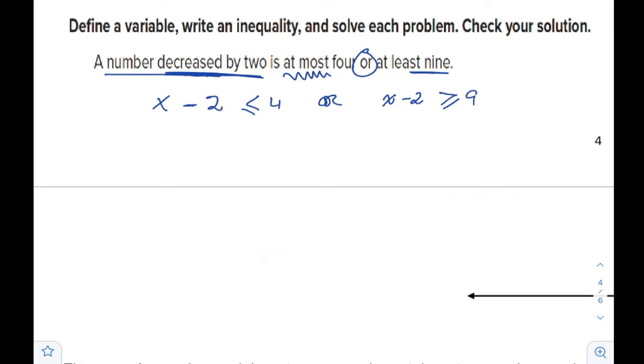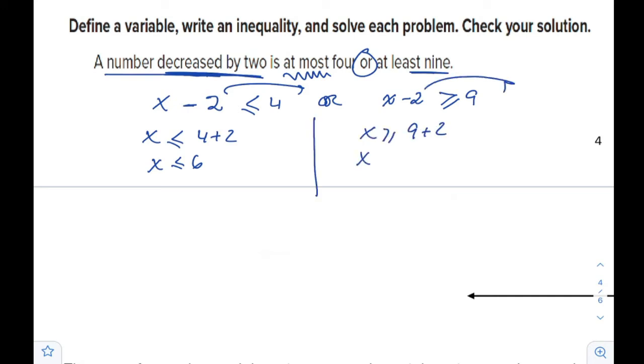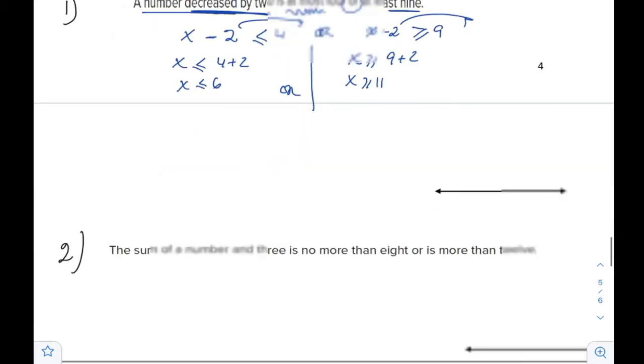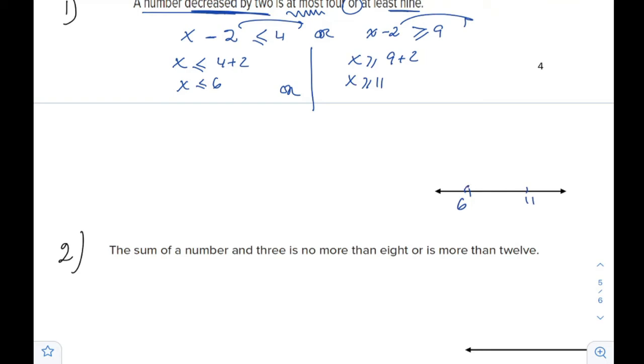We have two inequalities to be solved, and they are combined with OR. So we'll put the 6 and the 11, closed circle at 6, closed circle at 11. X less than or equal to 6, so it's to the left of 6. More than or equal to 11. So this is the solution.